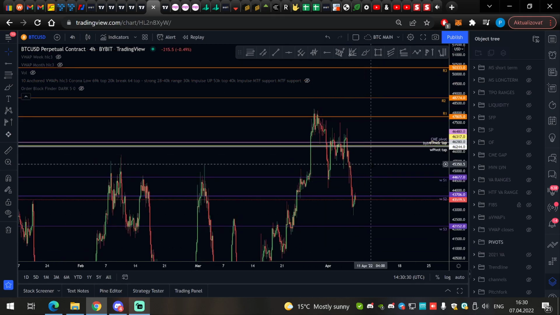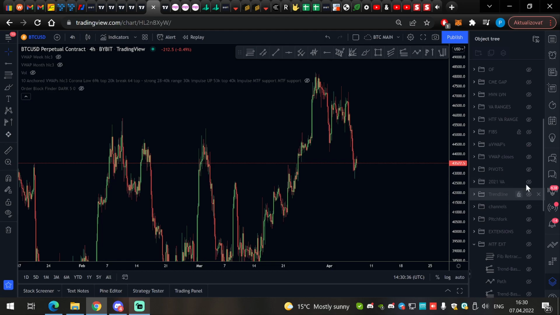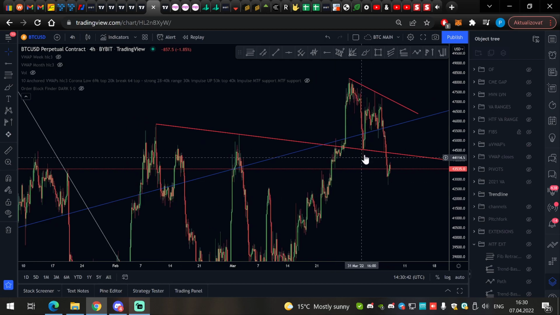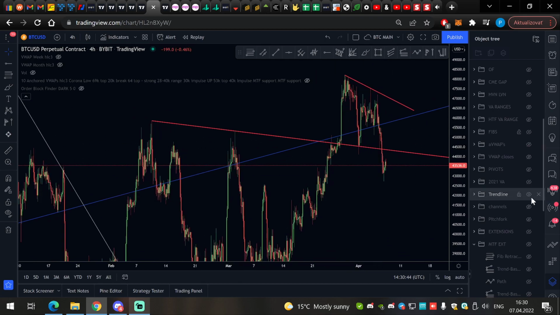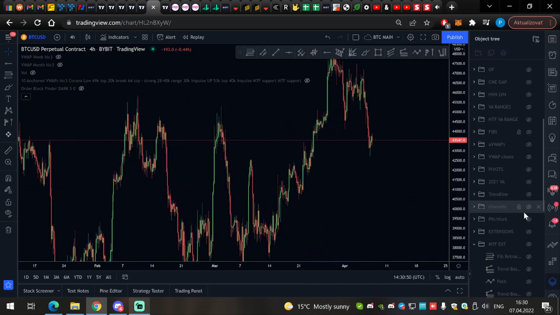Pivot point rejection today, some stoppage here, that's not so important. We tapped all the CME pivots, and you see we also bounced here from this trend line. That was pretty cool, another confluence for trades. I'm just showing you how to build a real confluence for trades.